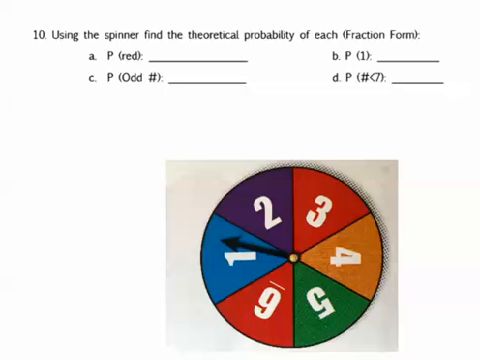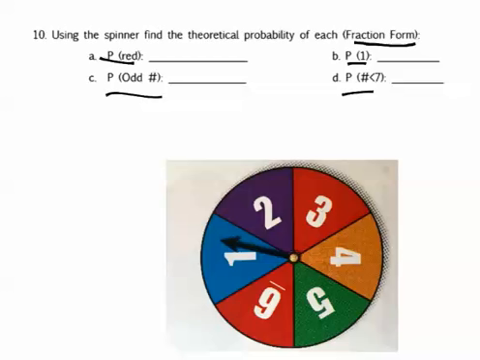I want you to try this. Use the picture here because you can't really see the colors on yours. But I want you to try to figure out the theoretical probability of each of these. The first one, probability of spinning a red. Second one, probability of spinning a 1. Probability of spinning an odd number. And the probability of spinning a number less than 7 is. So please pause the video right now and go ahead and try to solve those four in fraction form and make sure they are reduced.